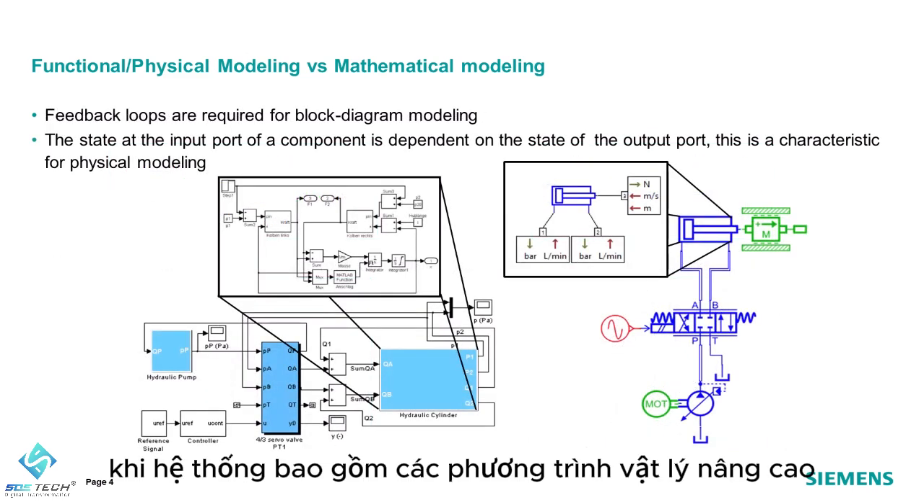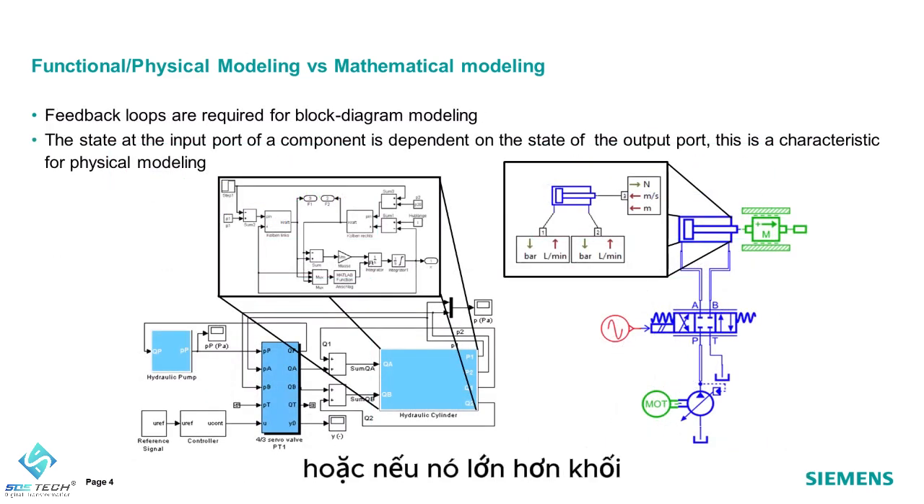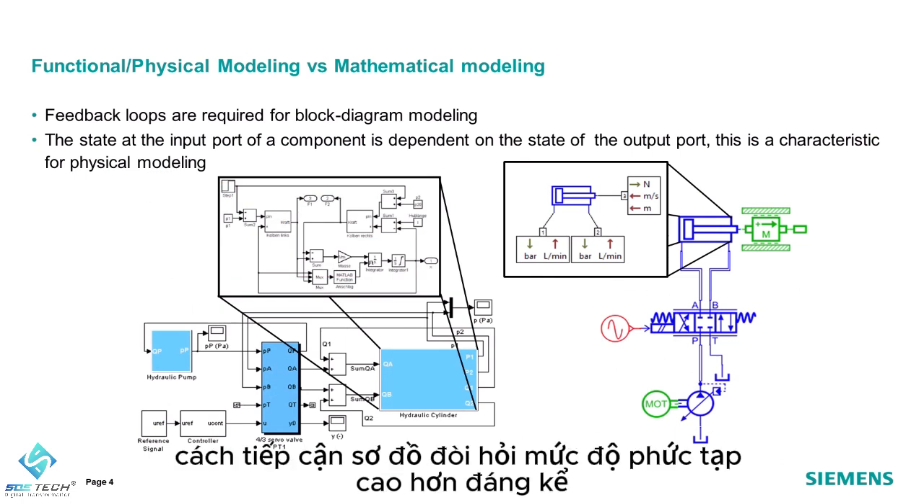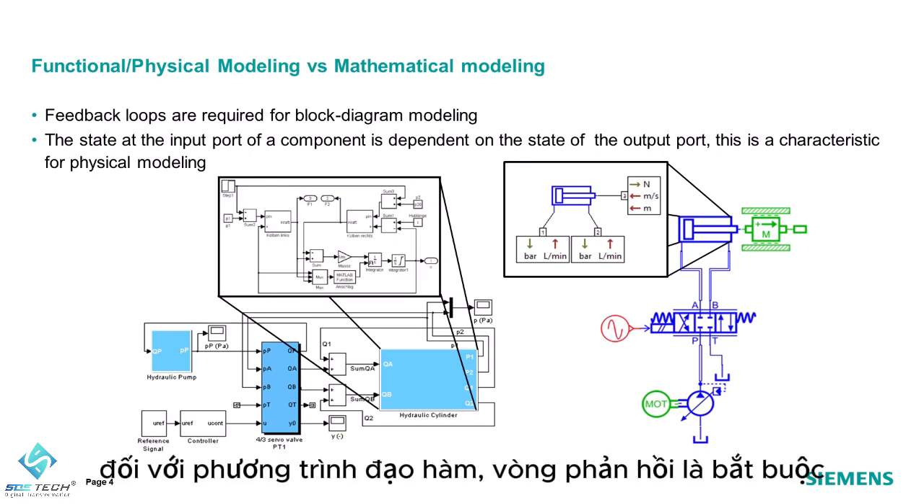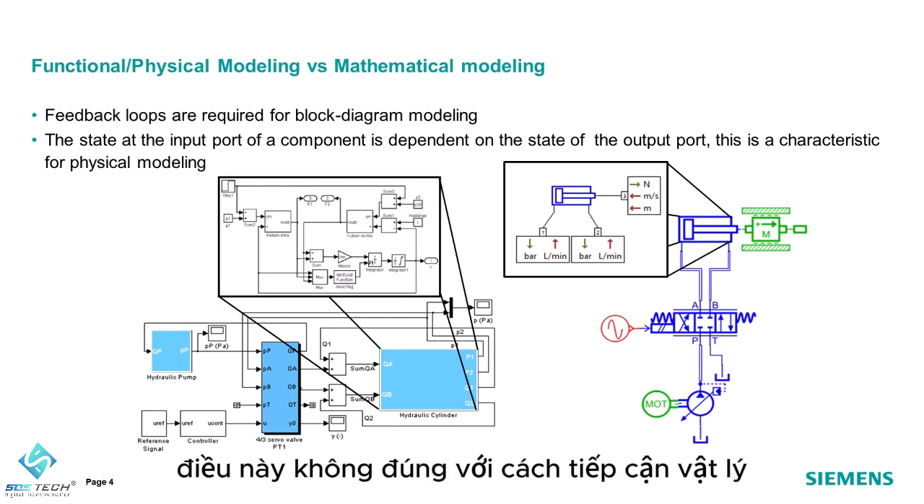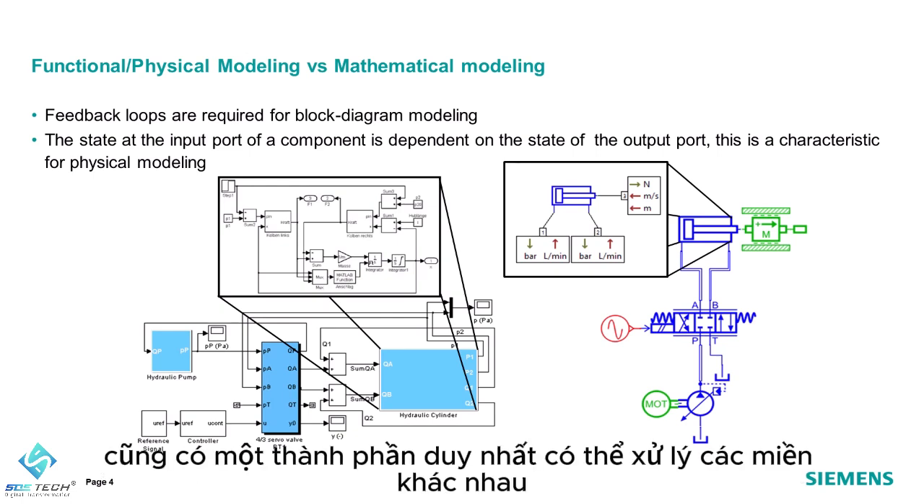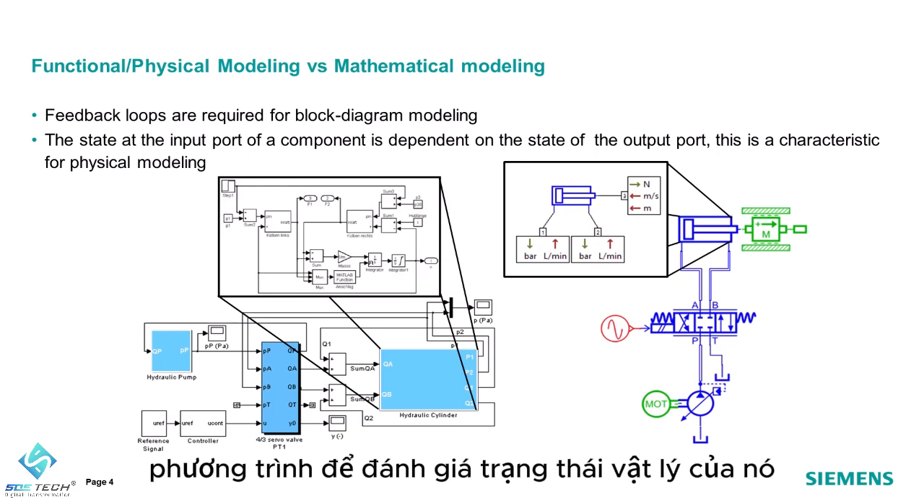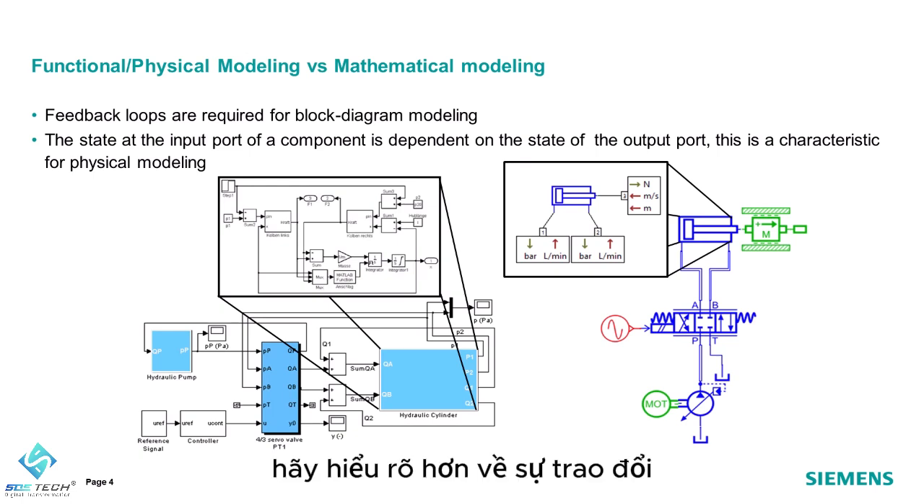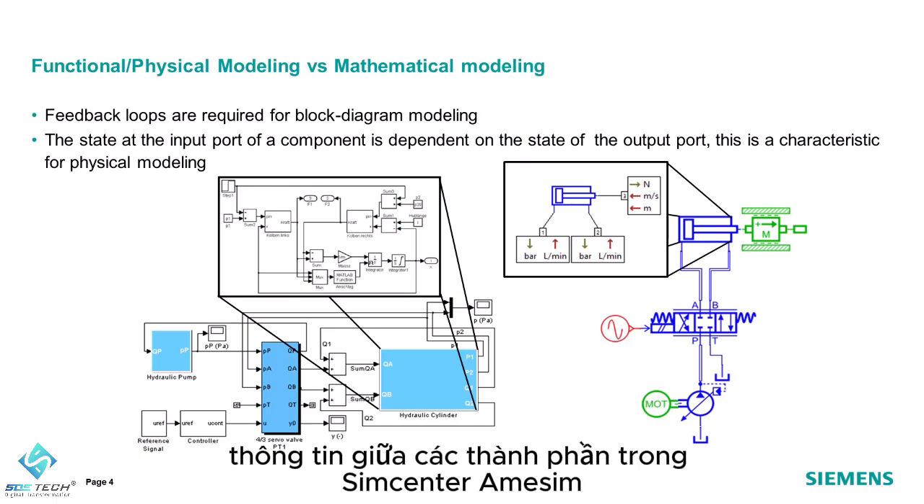When the system includes advanced physics equations, or if it gets bigger, the block diagram approach requires a significantly higher level of complexity in building the equivalent system. For derivative equations, feedback loops are required, which is not the case with the physical approach. Also, a single component can deal with different domains since it contains all the necessary equations to evaluate its physical state. Let's have a better understanding of the exchanged information between Simcenter Amesim components.